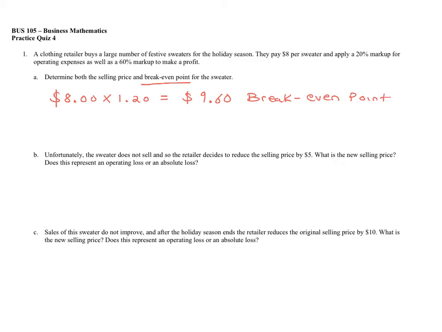Now, if you want to figure out the selling price, what we're going to do for that is take the 20%, and we're going to add in the 60% markup in order to make a profit to arrive at 80%. Okay, I'm now going to take that amount and multiply it to $8 as 1.80. If I do that, I get that the selling price is $14.40. So that will be our selling price.